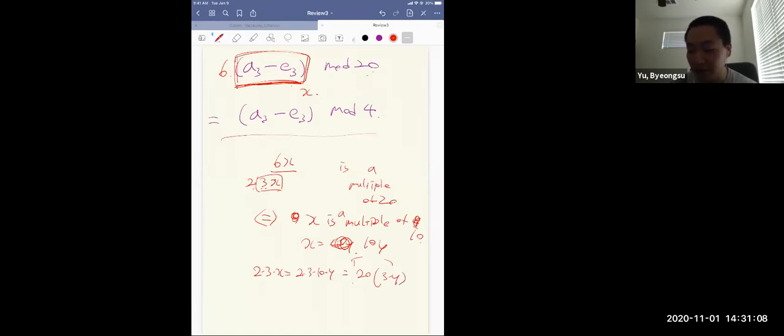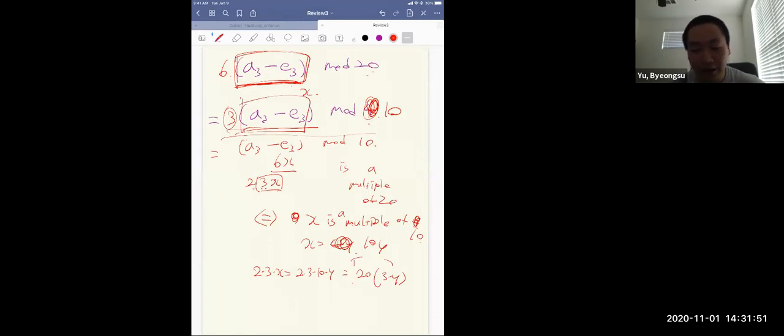So in that case, we can say that actually 3 times A3 minus E3 is mod 4. And one more time, 3 cannot divide 4, right? So if it is a multiple of 4, then x should be a multiple of 4, right? Because 3 is not a factor of 4. So in that case, you can just get rid of it. Oh, here it should be 10, sorry, in case of 6. You can just write it down as A3 minus E3 should be mod 10, right?